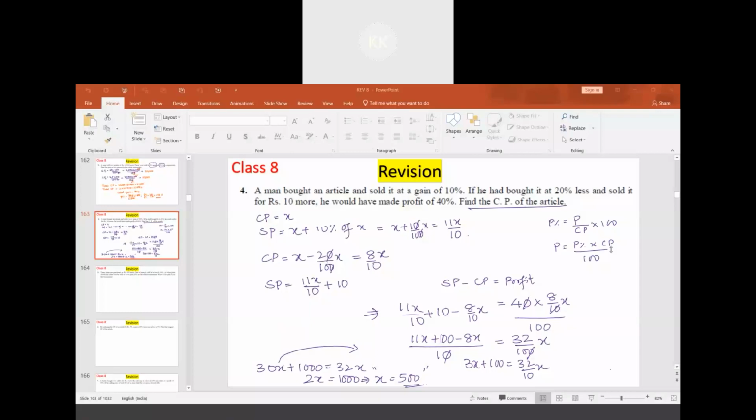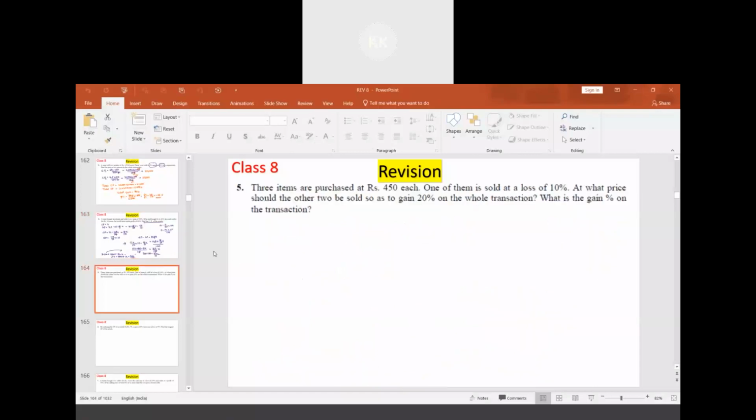All right. Coming to this revision part, we were revising comparing quantities. In that, the fourth question was the last question, I remember. This question we need to do. Start.